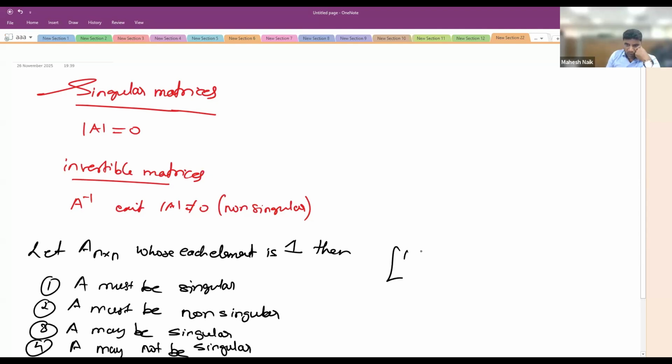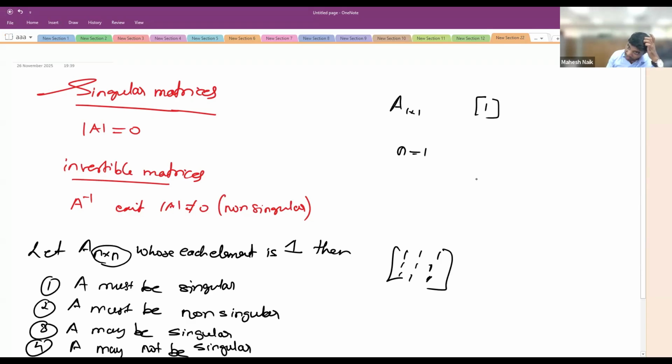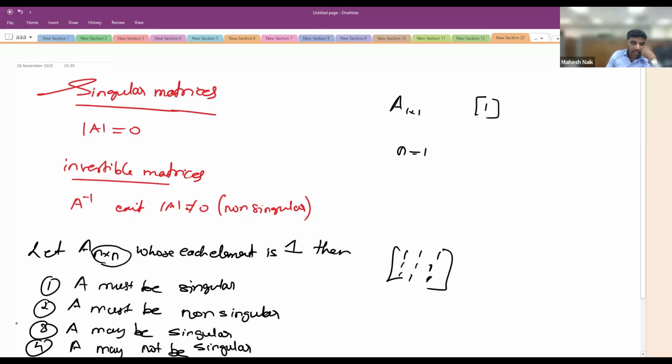If the matrix of order 2 or 3 has all entries equal to 1, by the property itself you know that the determinant will be 0. Moving ahead will always give you the determinant equal to 0. But we have missed out checking for n equal to 1. A matrix of 1 cross 1 will be just 1, and so the determinant will be 1. So is it singular? No, sir. So the suitable options in this case are: A may be singular, because we have seen for 2 onwards it is singular, and A may not be singular also, because for n equal to 1 it is not singular.